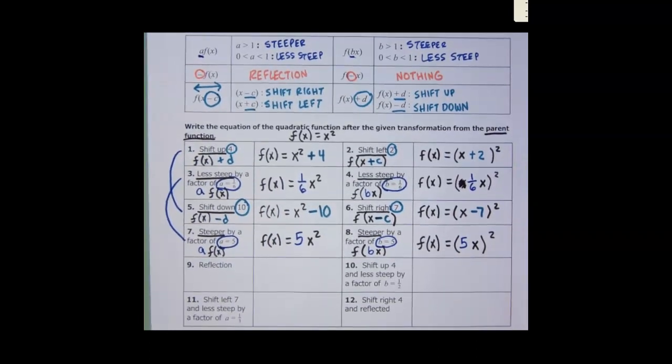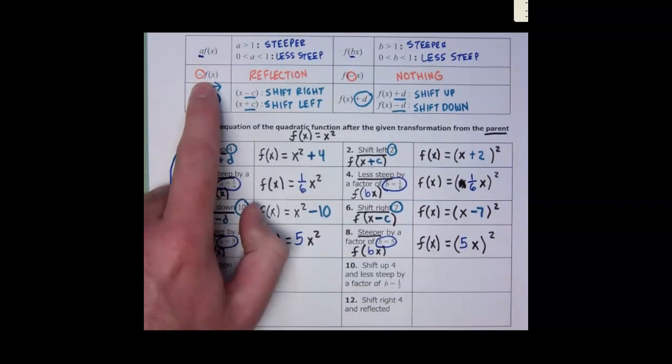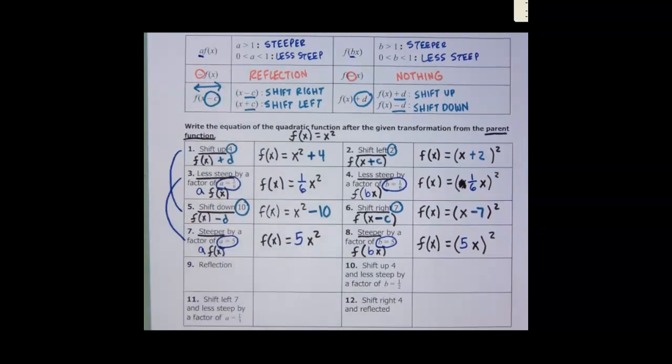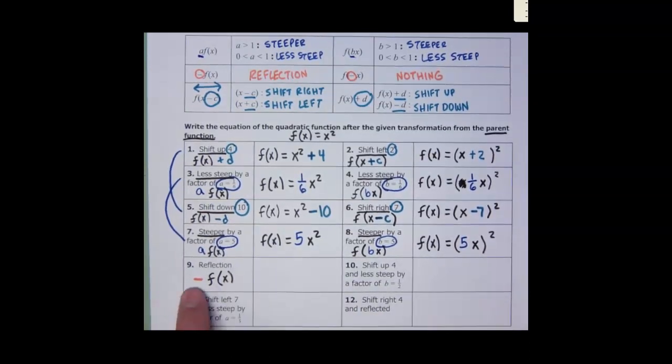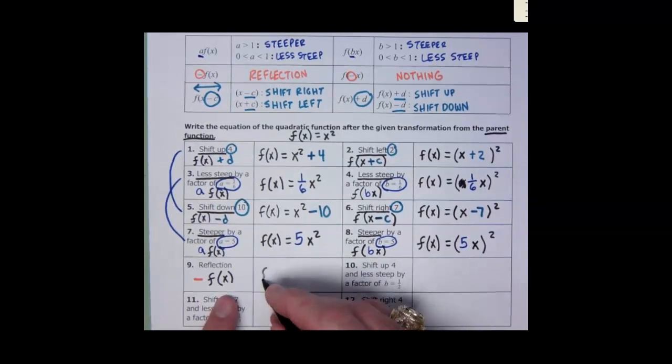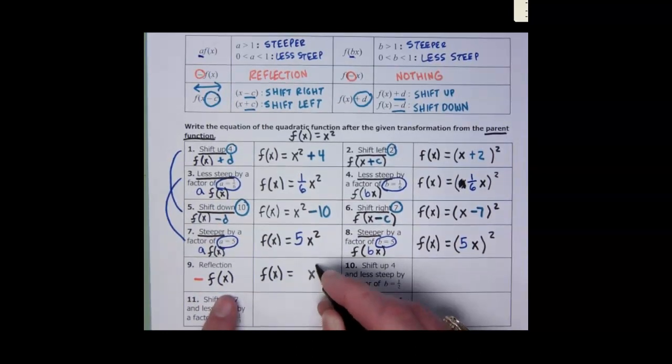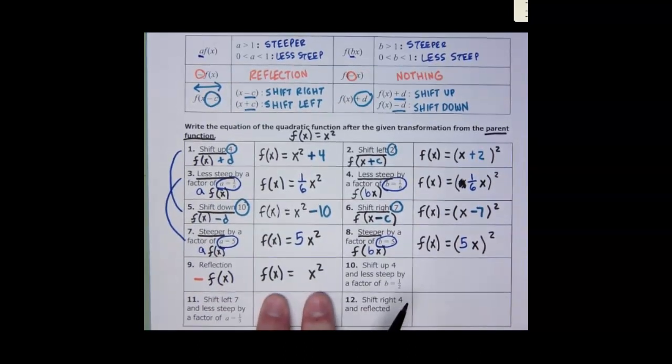Okay? Now number 9, it says a reflection. So I'm going to go back up here, and this is my formula. This is my rule. So I'm going to use negative f of x. Negative f of x. So I'm still going to write f of x equals x squared, right? That's my parent function. And all it's asking me to do is put a negative in front of x squared, in front of my function.